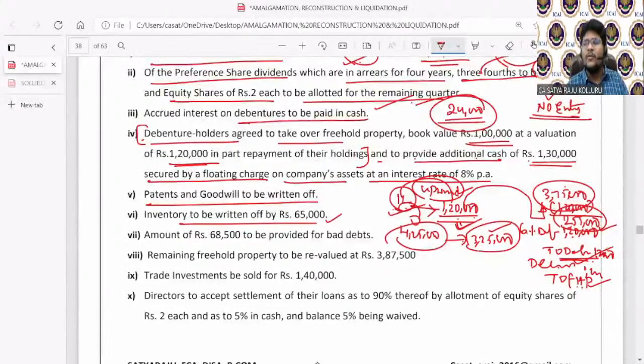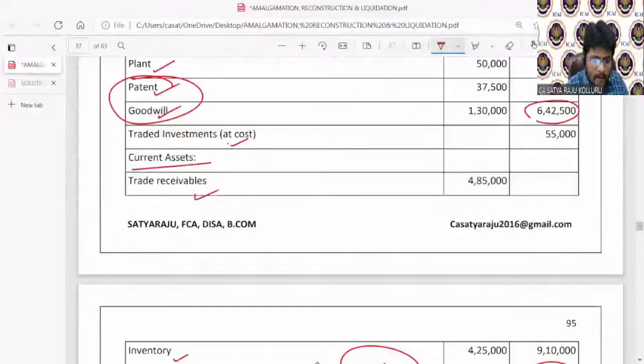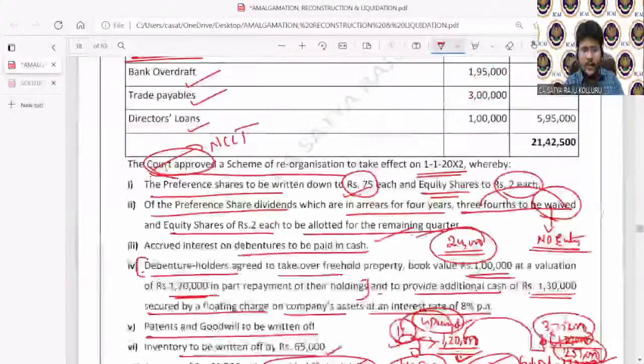Sir, if at all there is a downward revaluation of an asset, the downward revaluation profit or loss, you need to transfer to reconstruction account. An amount of rupees 68,500 to be provided for bad debts. Sir, due to the provision for bad debts, the existing debtors balance is decreased. That means indirectly he is telling that there is a decrease in the valuation of an asset. The entry is reconstruction account Dr. to trade receivables account. If you observe here, trade receivables is there, right? There is a decrease in such value. Then reconstruction account Dr. to trade receivables account.